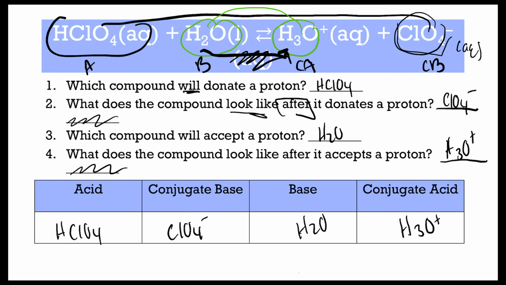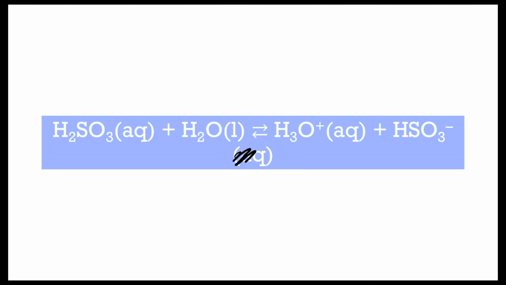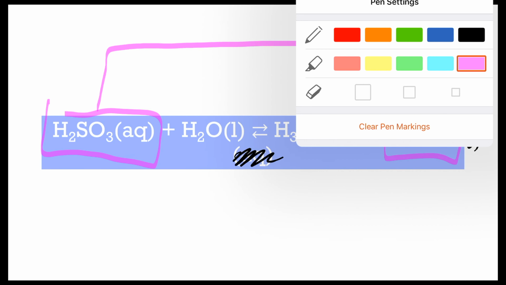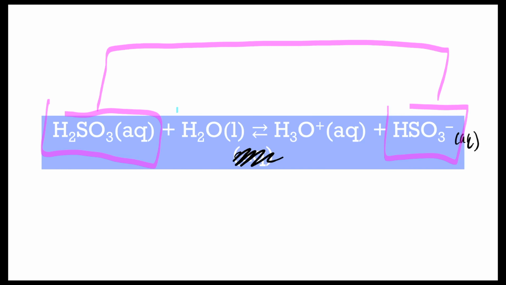Okay. Moving forward. Okay, so we want to find our pairs. The lovely perks of working outside is the traffic noises that occur. As I just highlighted, those are your two pairs: H2SO3 and HSO3 minus, and then H2O and H3O plus.